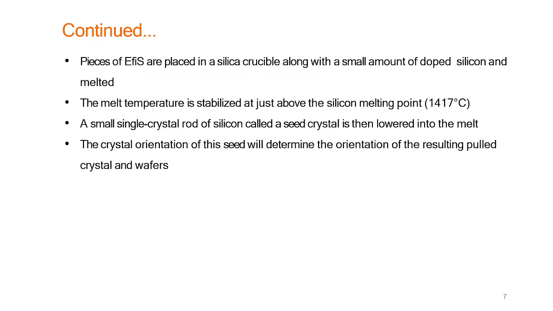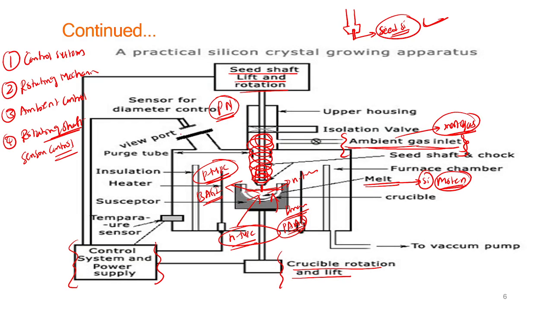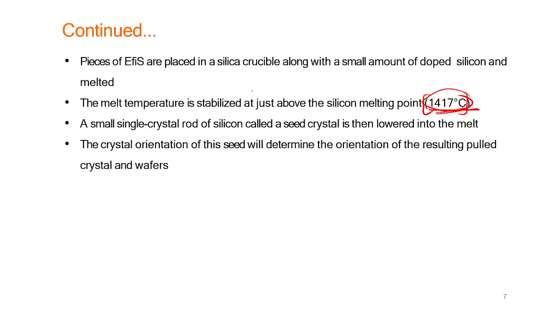So the melt temperature is stabilized at the silicon melting point. What is the silicon melting point? 1417 degrees Celsius. That means this is in molten state now. We need to stabilize the silicon at the silicon melting point, that is 1417 degrees Celsius.